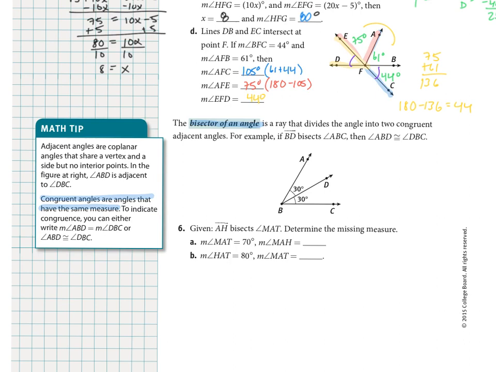For our next problem, we are going to go ahead and draw a picture to help us figure it out. So let's look at it. Number 6 says, given that AH is a ray, it bisects angle MAT. I'm going to draw my picture like usual. I have MAT, and I know that AH bisects it.